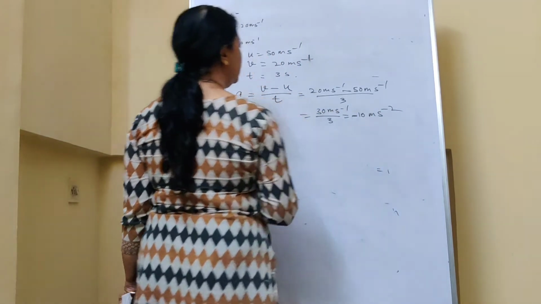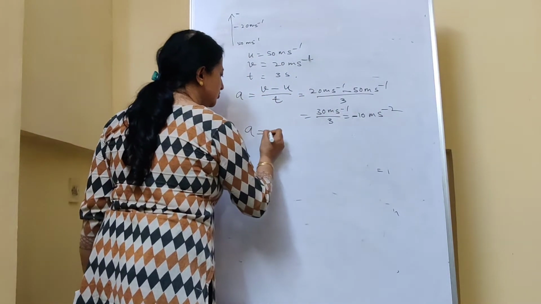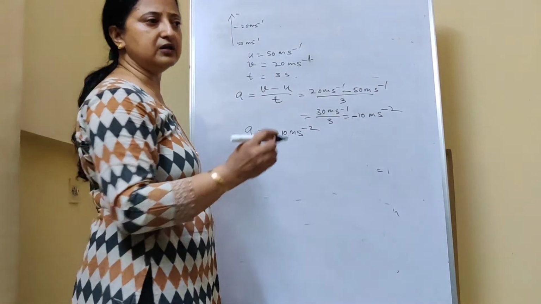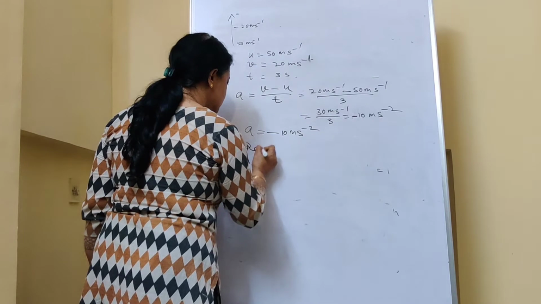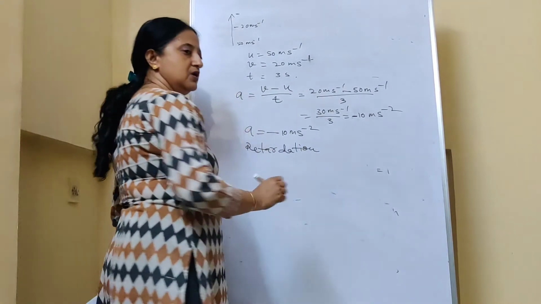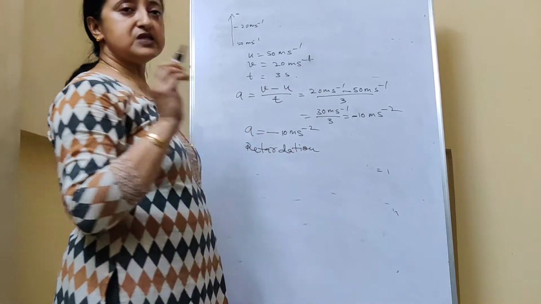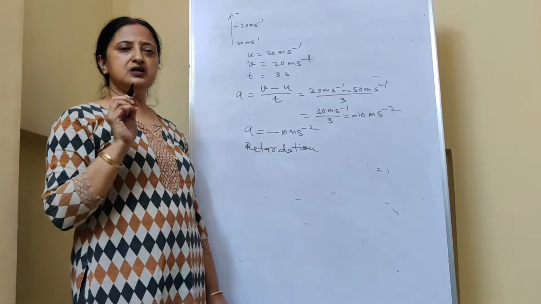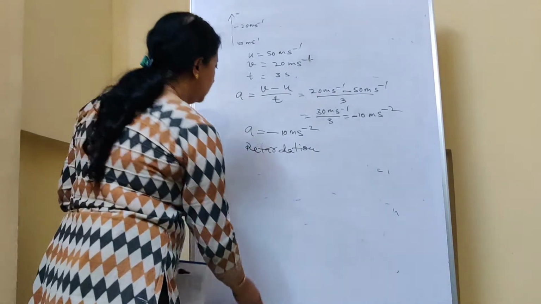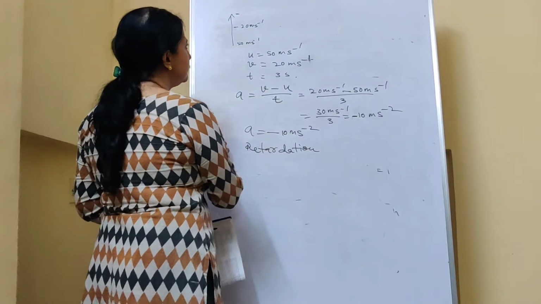Now see here, we are getting a negative sign for acceleration. This is called retardation. This is no more acceleration. Okay, this is called retardation. So positive is acceleration and negative acceleration is retardation. Okay, clear? I hope this is clear to everyone.